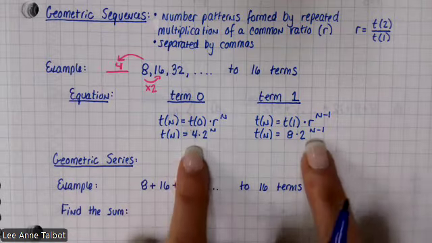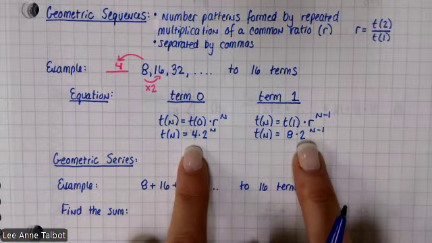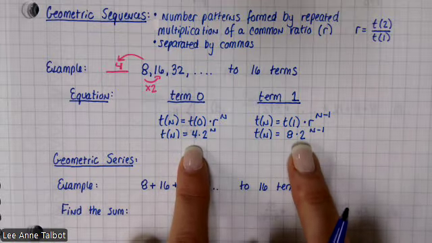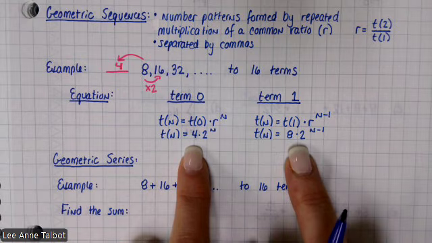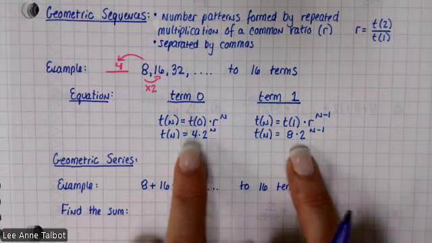Do you have any questions, anybody, about how to find the equation in terms of term zero or in terms of term one? Any questions at all?